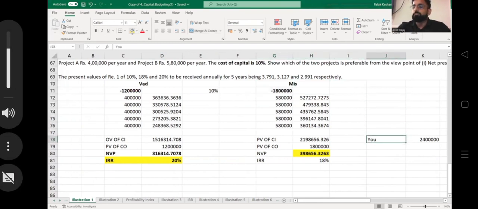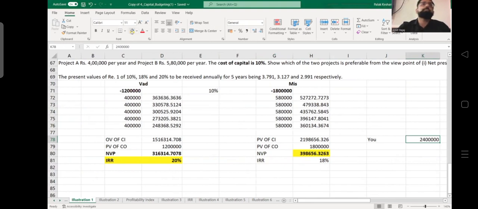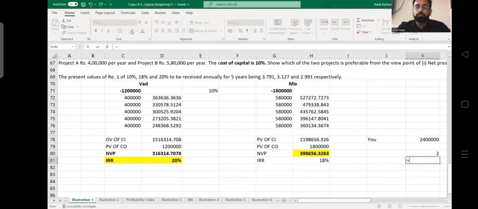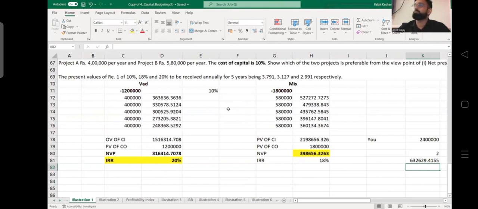Now, if you are having 24 lakh rupees with you, how many stalls can you open of Vada Pav? 2 stalls you can open, right? And from 2 stalls, how much will you earn? From one stall, you earn 3 lakh 16,000, so from 2 stalls you will earn 6 lakh 32,000. So you will choose the Vada Pav option, because to start one stall of Missile Pav you require 18 lakh, so you can't start 2 stalls since you only have 24 lakh rupees with you, right?